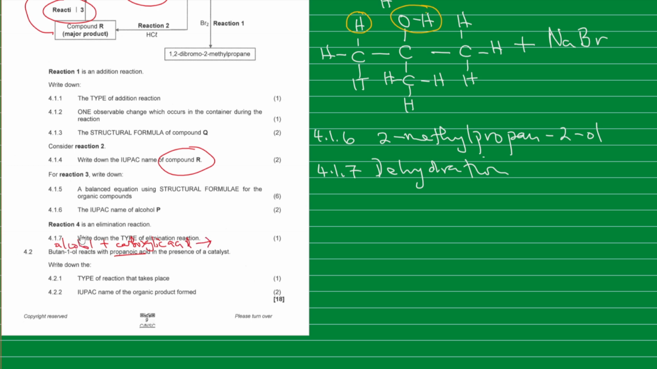So you'll be aware that when we react an alcohol plus a carboxylic acid, the homologous series that we get here is an ester. It will happen in the presence of a catalyst, and that catalyst is sulfuric acid. So we react alcohol plus carboxylic acid, we get an ester. What is the type of reaction that takes place here? We are producing an ester, so we call it esterification. So the answer to 4.2.1 is esterification.